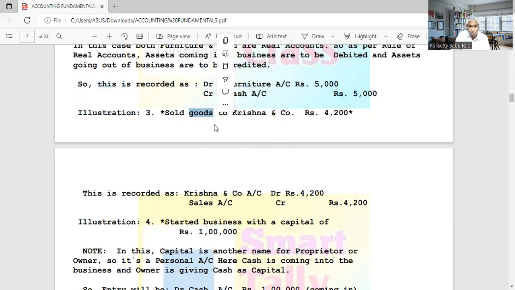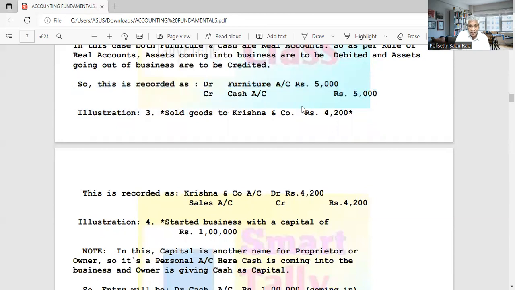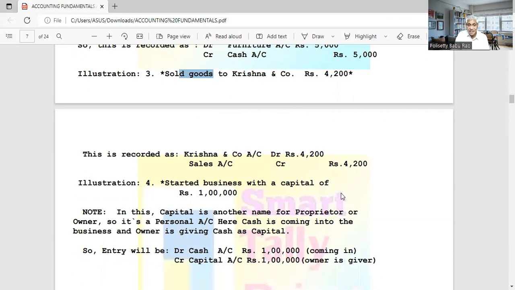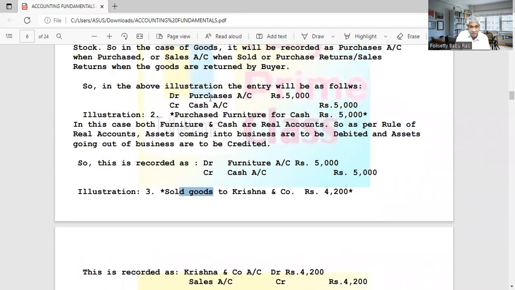And next one is goods. What is happening here? Goods is going out, to be credited. But why is it going out? We sold goods. That's why goods is named as sales account. So Krishna account is debited, and on the credit side we write sales account. Understand? So the goods account is written in a different name. In the previous example, we wrote purchases. In this example, we write sales.